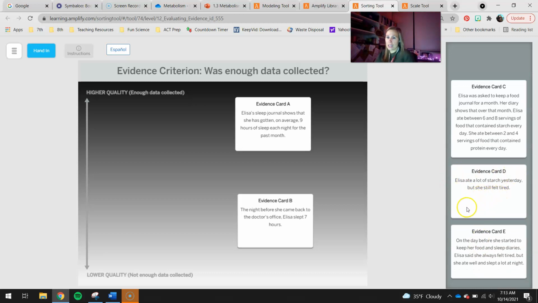Evidence card D: Elisa ate a lot of starch yesterday, but she still felt tired. And evidence card E: on the day before she started to keep her food and sleep diaries, Elisa said she always felt tired, but she ate well and slept a lot of nights. So go ahead and finish ranking those five pieces. I've already done two for you, so finish those up.